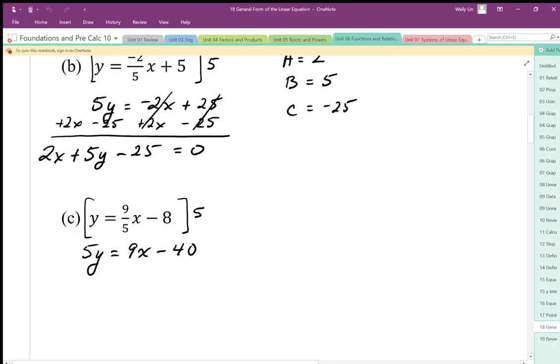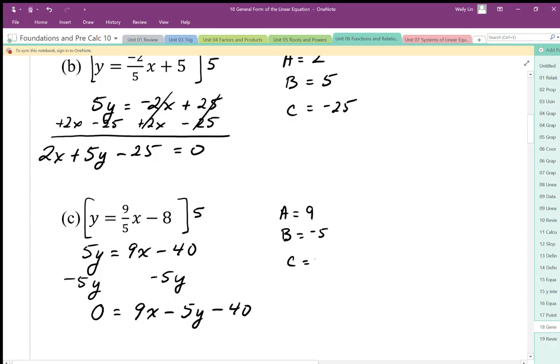I'm going to then keep my x coefficient positive. That means I'm going to move the y to this side. So there's my equal to 0: 9x minus 5y minus 40, and I can identify my a coefficient as 9, my b is negative 5, and my c is negative 40.